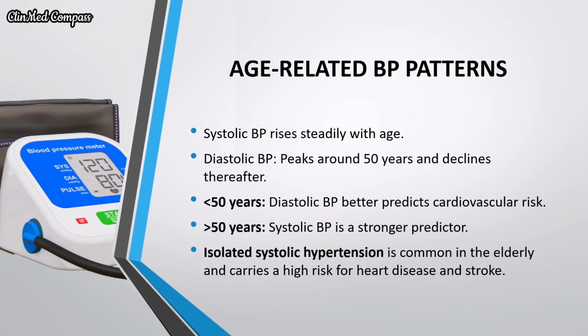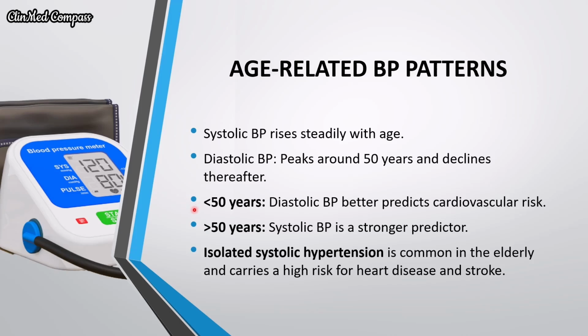It's important to know that blood pressure patterns vary with age. Systolic blood pressure rises continuously as we get older. However, diastolic blood pressure usually increases until around the age of 50 and then starts to decline. Here is the clinical implication of this.